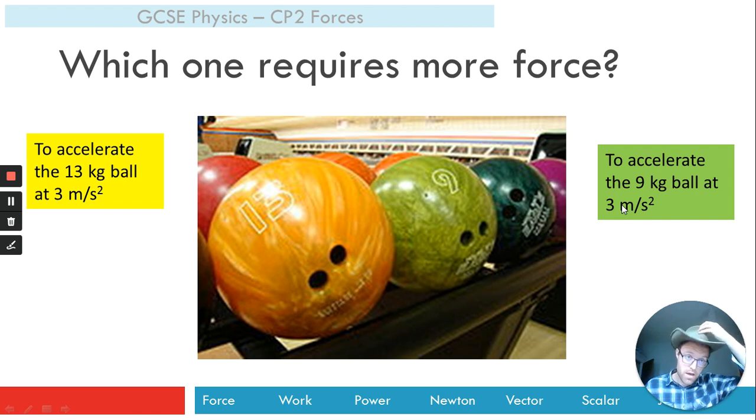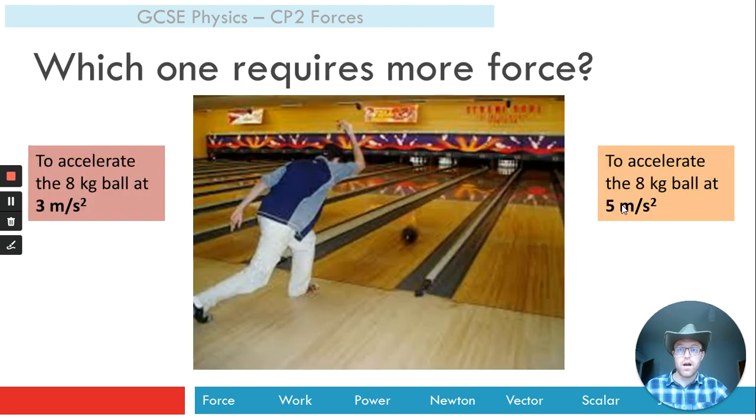So the mass of an object affects how much force I need to put in to get a certain acceleration. Now, how about this? Which one of these situations takes more force? Now I've got two balls of the same mass, 8 kilograms, and I'm going to accelerate one at 3 meters per second squared, and I'm going to give the other one a much higher acceleration of 5 meters per second squared. Which do you think is going to take more force?